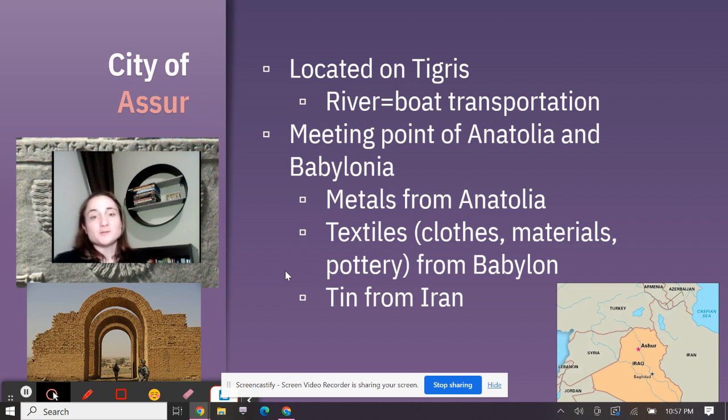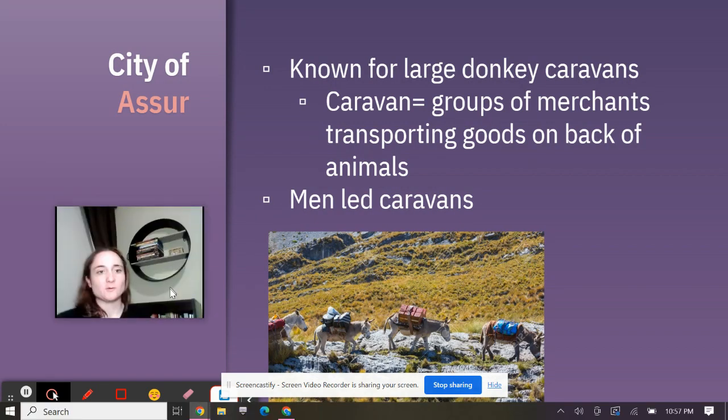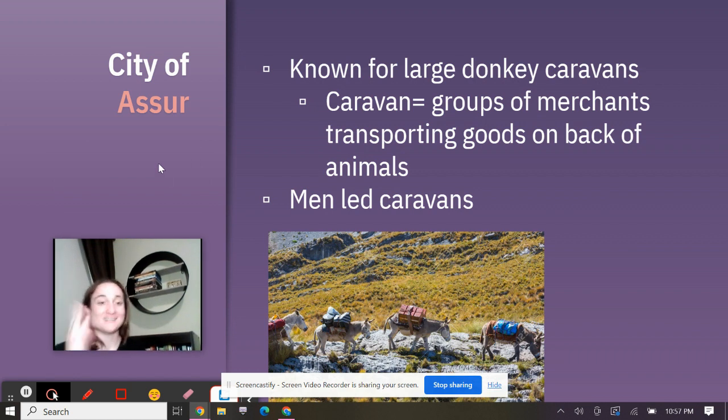It was also a really important meeting point between Anatolia, so up here in modern Turkey, and Babylonia, which was just to its south. So anything going between those two empires would go through Assyria. It also had metals from Anatolia, textiles like clothes, materials, other potteries from Babylonia, and also tin from Iran. So they were a great trading city.